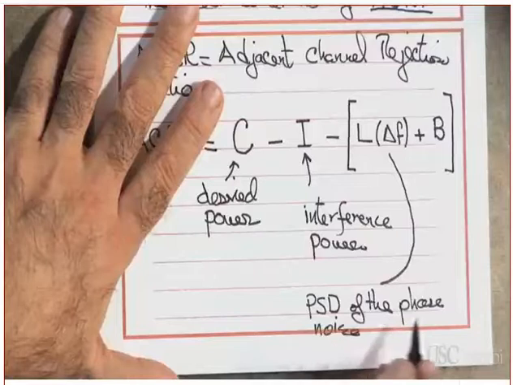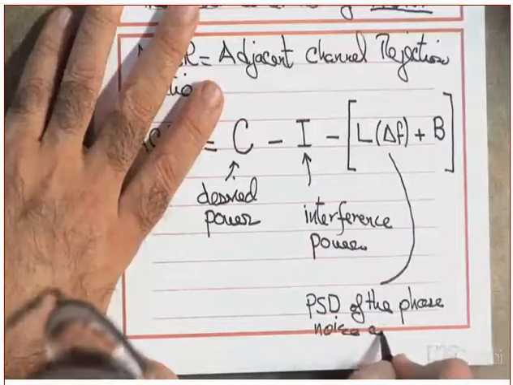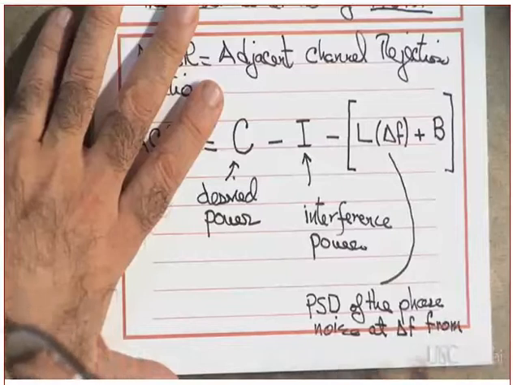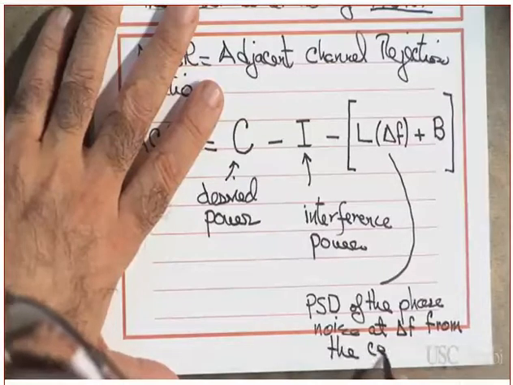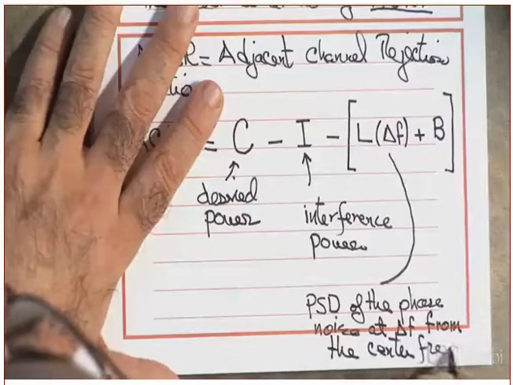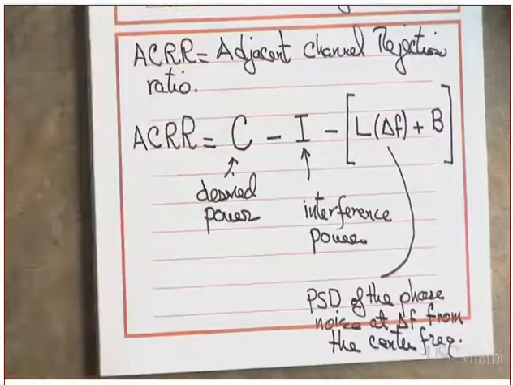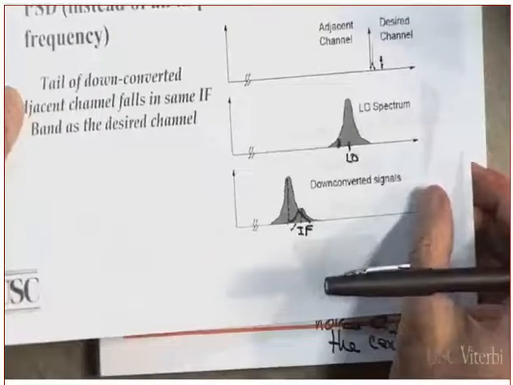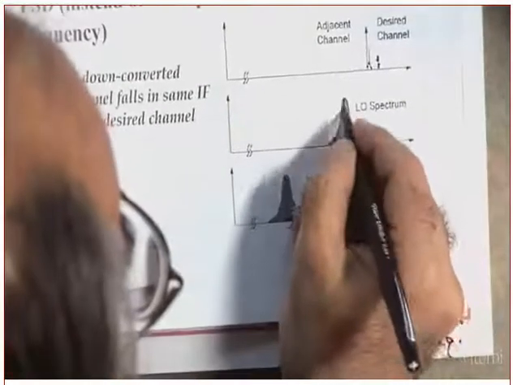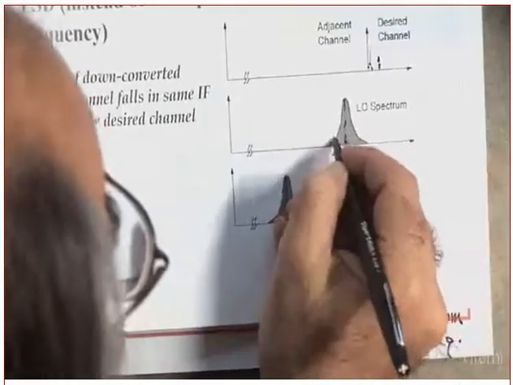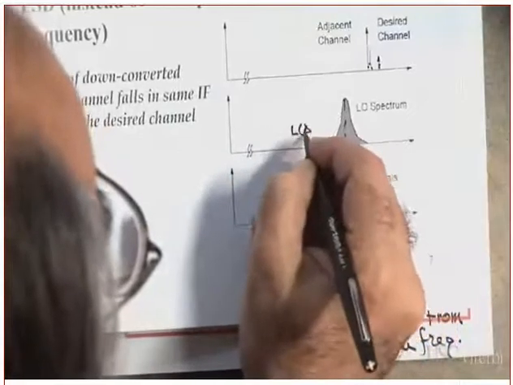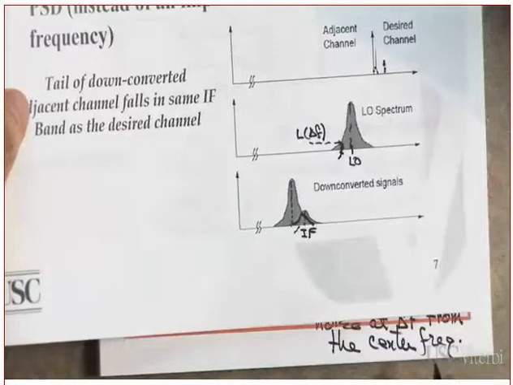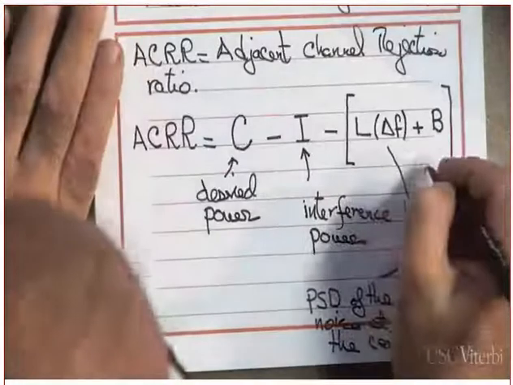Help me. The PSD of the phase noise at delta F from what? Center frequency. Clear? Where is it in this diagram? Can you show me where the delta F is? Delta F is between this. Which means this is L delta F. Did you get my point or not? Yes or no? And what is this B?